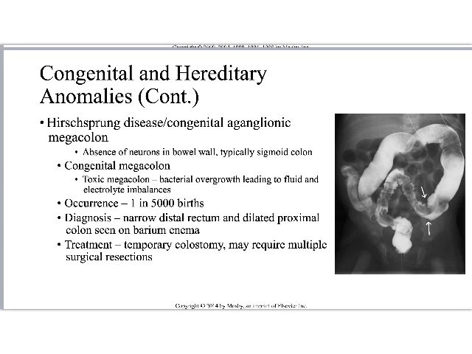And in general, we are looking for a narrow distal rectum and dilated proximal colon seen on a barium enema. Again, we're going to be doing a barium enema because we want the stuff going into where it can still come out. The child might require a temporary colostomy and multiple surgical resections, right?